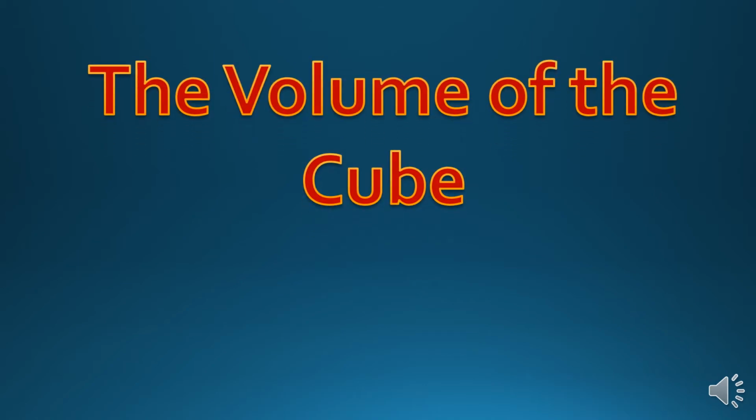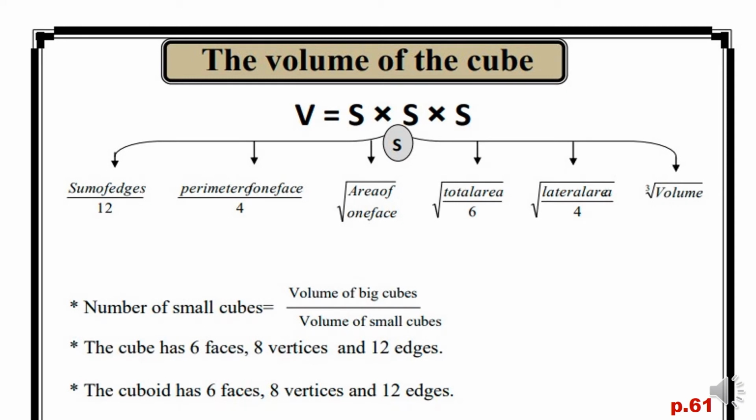The volume of the cube. Booklet page 61. The volume of the cube equals side times side times side. This is the rule of the volume of the cube. If I want to get the side, I have the side rule.